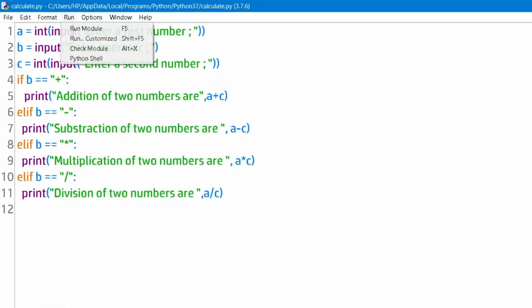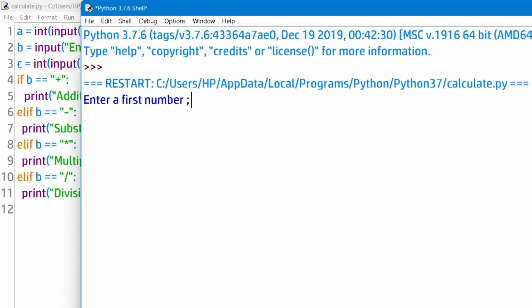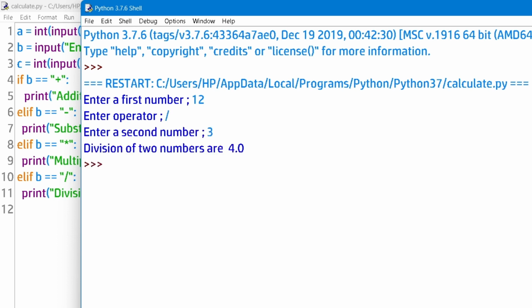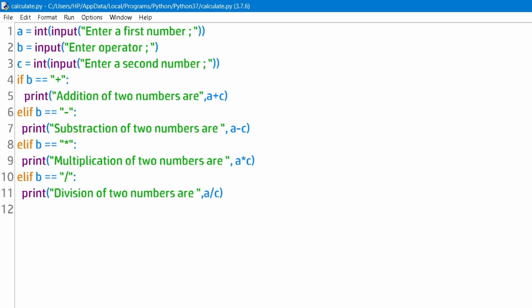And now division. 12 divided by 3. So division of two numbers is 4. Okay. So this is a whole calculator which will compute all the operators: plus, minus, multiply, divide, which I made in Python. So make regular practice.